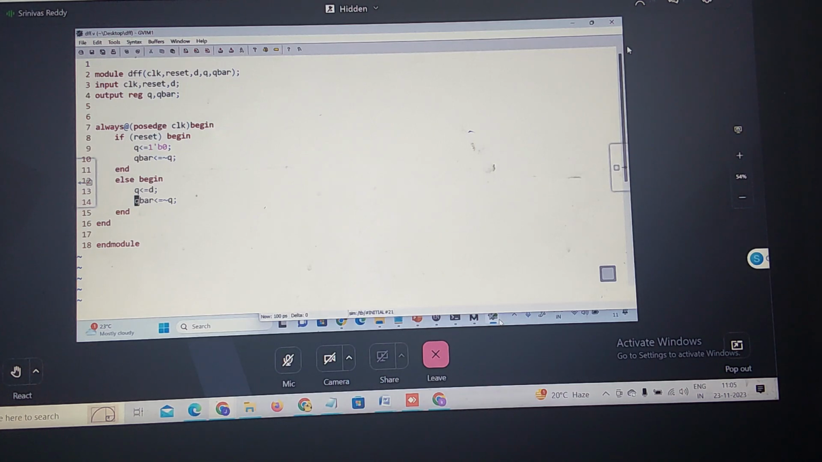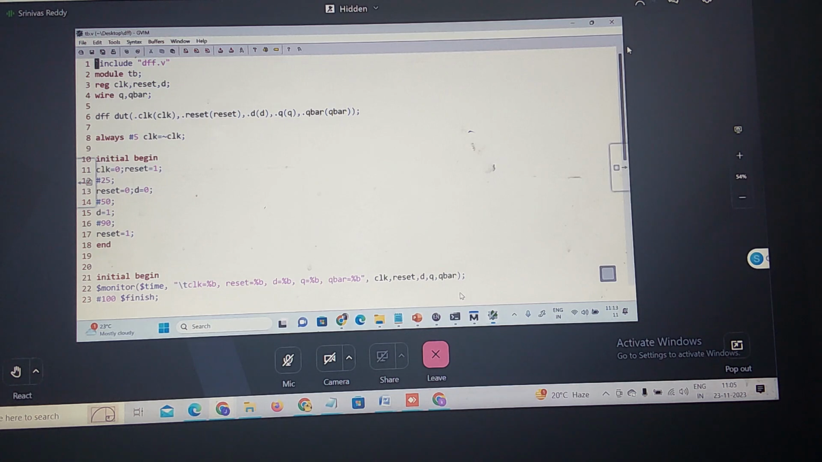Now coming to the test bench. This is executing at what time? At time t is equal to 0. At time t equal to 0, what is my clock? I am initializing it to 0. The clock will change at what time? I am generating the clock of what period? Time period of 5: T off should be 5 and T on should be 5. Total time period is 10. Now at time t is equal to 0, clock is equal to 0. Reset is also 0.